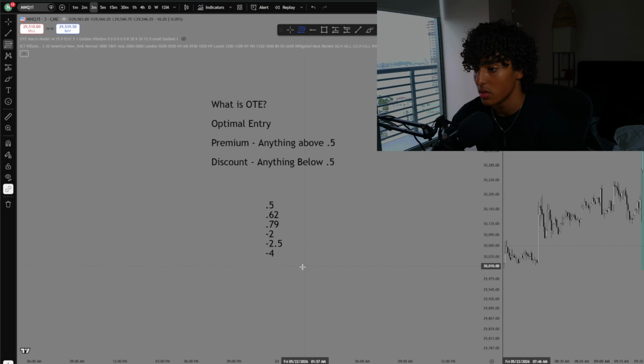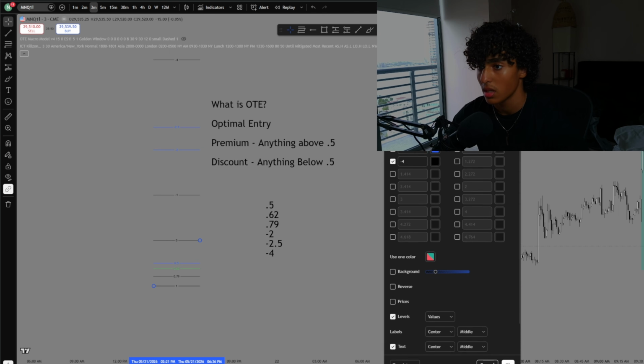The fib settings that I use are these, and we'll try this out right now. This is the fib settings. So as you guys can see here, 0.5, 0.62, 0.79, and then obviously -1 is not that important, -2 and -2.5, and also -4. So these are the fib settings that you guys can copy right here.